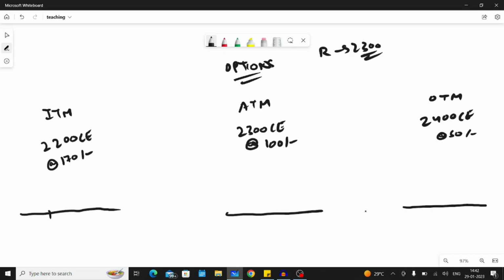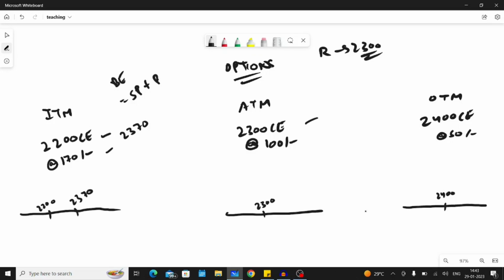So this is 2200, this is 2300, this is 2400. So like we learned, what is the break even point? Break even point is basically the strike price plus the premium, right? So 2200 plus 170 will be 2370 rupees. So this is 2370.